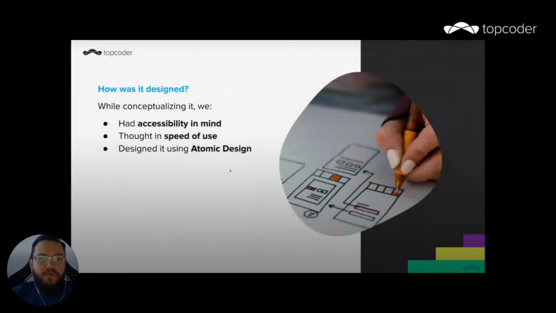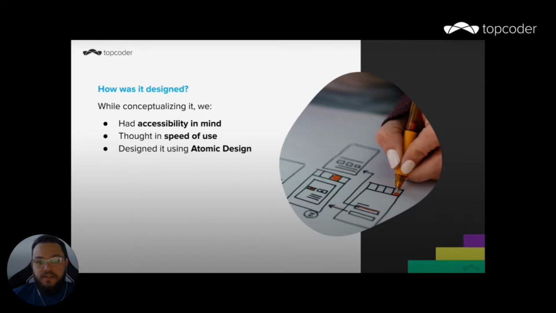So how was it designed? While we were conceptualizing this design system, we had the following in mind. We had accessibility in mind. Everything that we have designed in this new design system, we had accessibility in our mind. Every color, every font size, every element that has been placed into our design system is going to be easy to read for everyone. This is something very important in our design process.